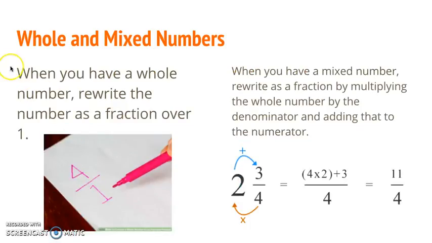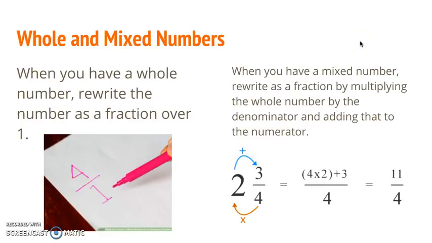So with whole numbers and mixed numbers, we need to make sure that we rewrite them as fractions to make it easier for us. When we have a whole number, we're going to rewrite the number as a fraction over 1. Just like this picture right here, our whole number is 4, and we're just going to write it over 1.